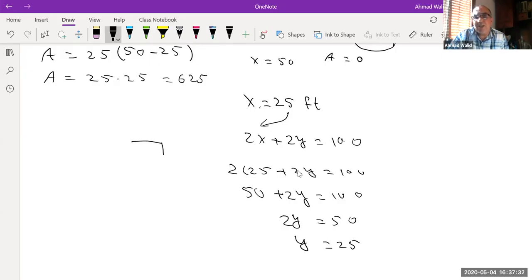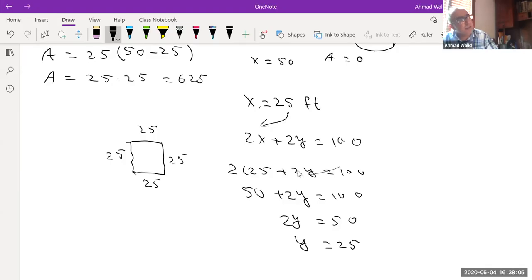It means actually your shape becomes a kind of square shape. Here 25, here 25, here 25, here 25. If you use 25, 25, 25, 25, you can fence the maximum area of 625 square feet with 100 feet of fence, correct? We call these kinds of problems maximization or optimization problems, correct? I'll do more examples for you, maybe one or two more. Any question on this example?